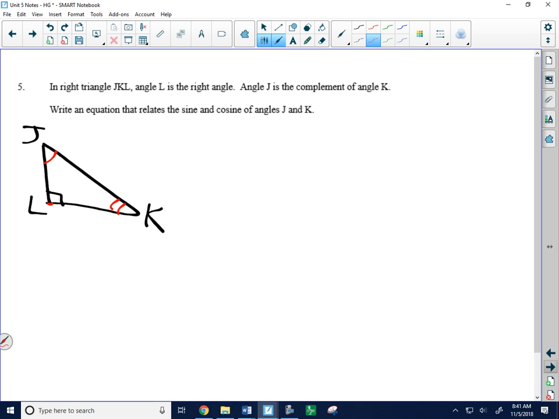Write an equation that relates the sine and cosine of angles J and K. I know the sine of one angle equals the cosine of the other. Sine of J equals cosine of K. You also could have said sine of K equals cosine of J. It's a little bit repetitive, but the ideas are twofold: the sine of one angle equals the cosine of the other, and then the angles inside sum to 90.